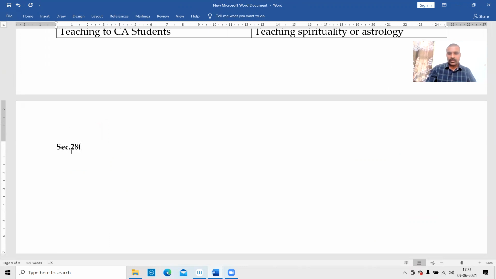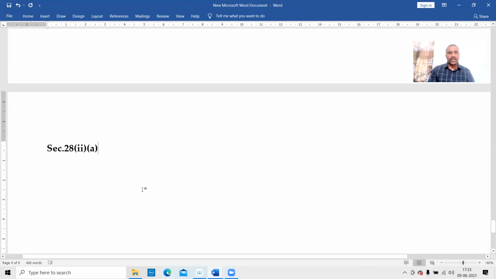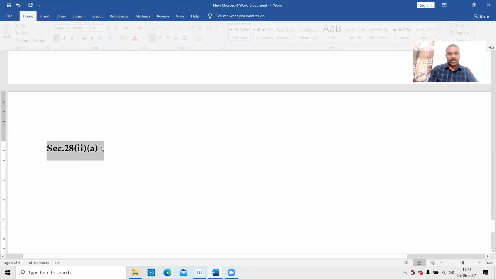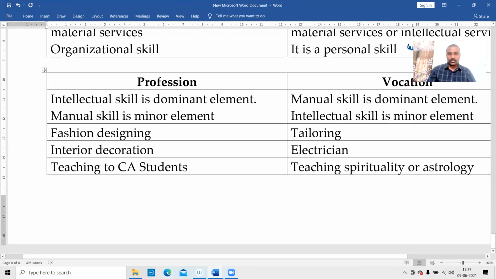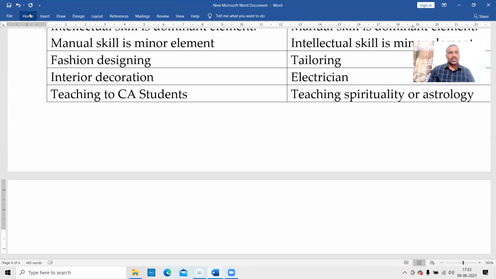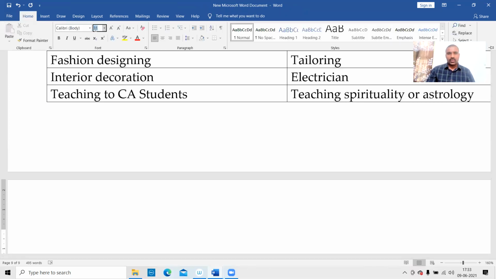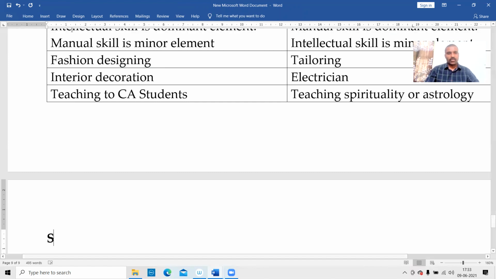Section 28 class 2A. This is what we are discussing. I'll take font size 18 so that the font size will be visible for you. Okay, section 28 class 2A.